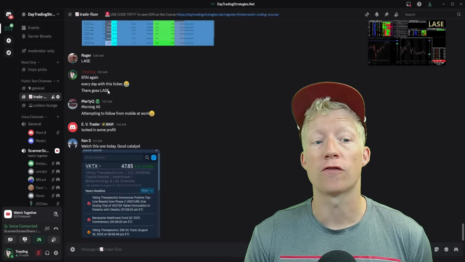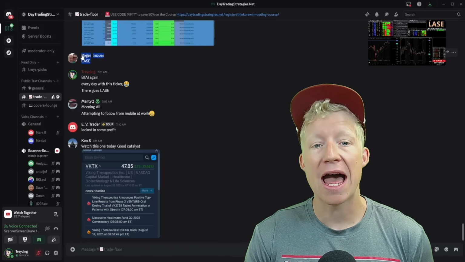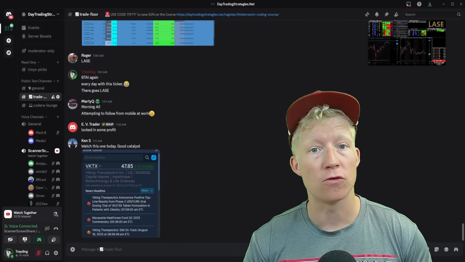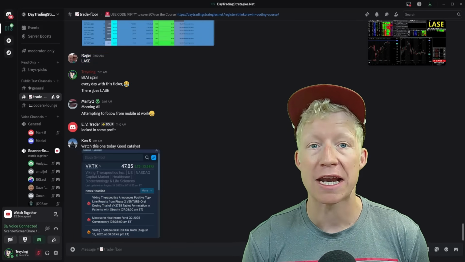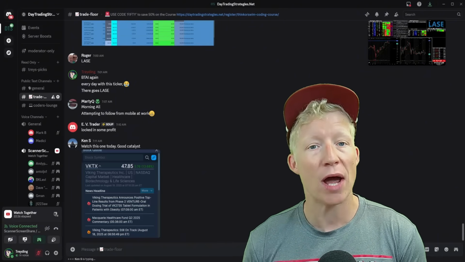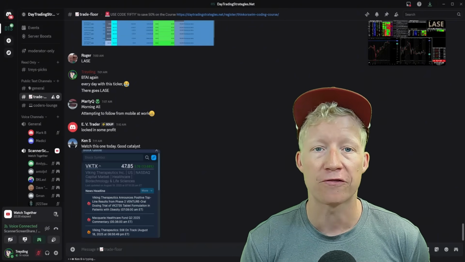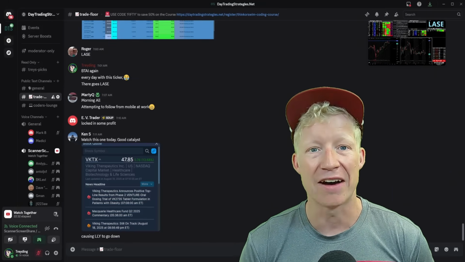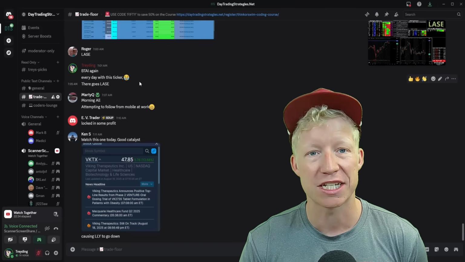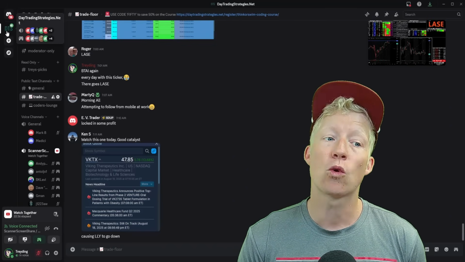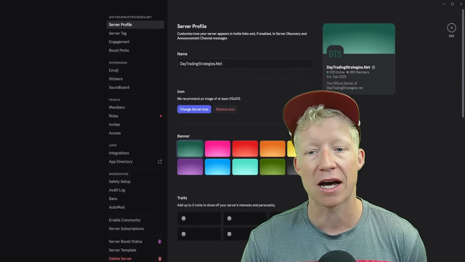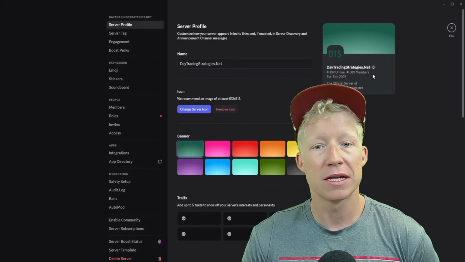Over in my Discord server at 7 a.m., LASE was alerted. So I was made aware of this move immediately as soon as it started happening, and I was able to enter at the close of the first 5-minute candle, which is what my strategy does. Obviously, we'll talk about those exact entrance conditions in just a minute, but we're able to find the trades once again because of an alert from Discord.